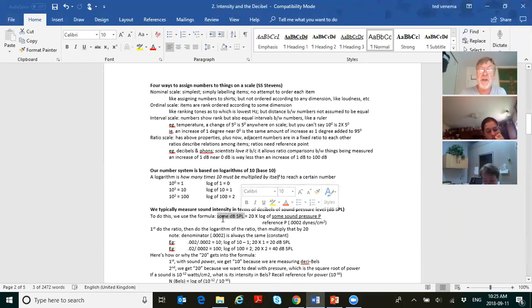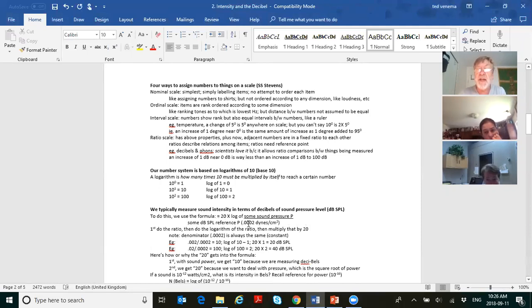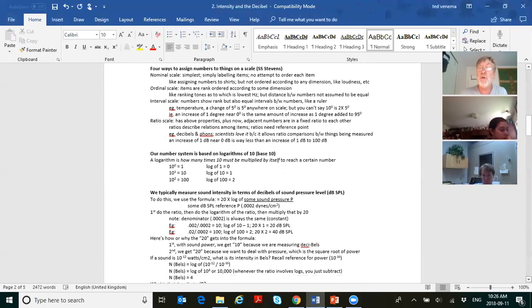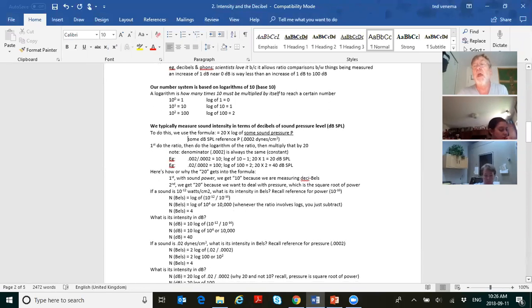So this formula right here is how, whoa, I don't want to do that. We'll move it back here. Okay, whoa, way too much there. Okay, so that formula, over top of 0.002, times the logarithm, times 20. You've got the three parts to the formula. Basically, that's the thing to know.